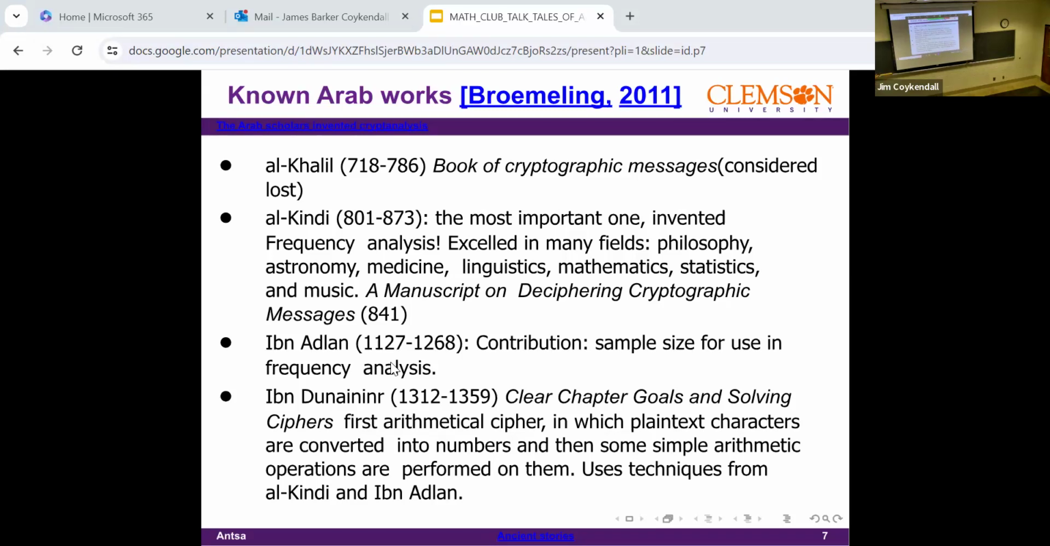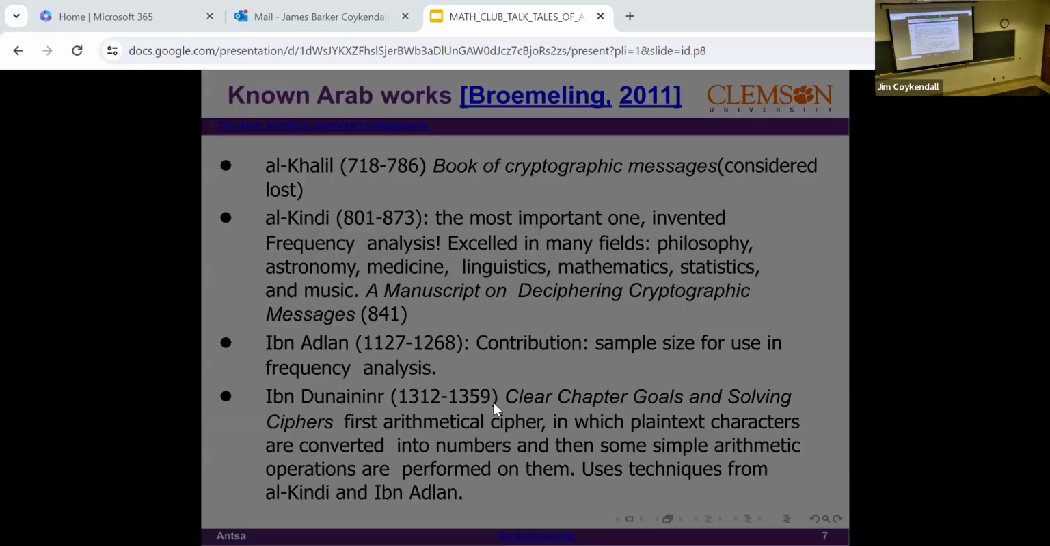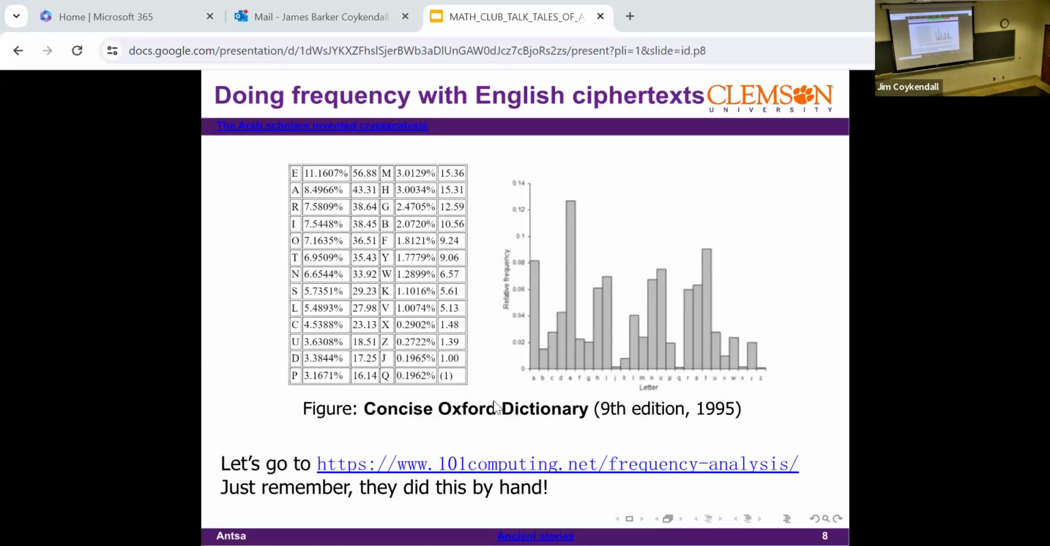So everything here is building upon previous work. It's always very important to be aware of what is happening around the world, and how the field is developing in all places. And now I'm going to show you how to do frequency analysis with English ciphertext. Okay, so let's go here.